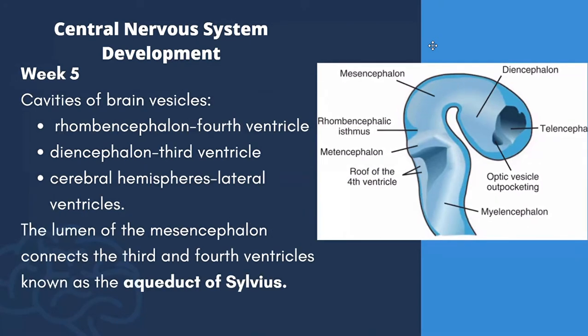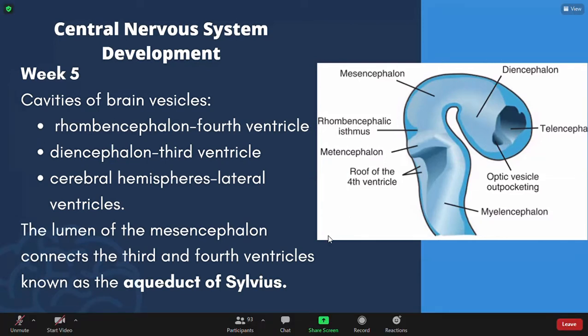Cavities of the brain vesicles: the rhombencephalon is located in the fourth ventricle, the diencephalon, third ventricle, and the cerebral hemispheres, the lateral ventricles. The lumen of the mesencephalon connects the third and fourth ventricles, known as the aqueduct of Sylvius.